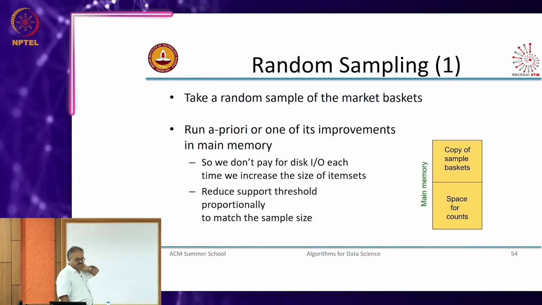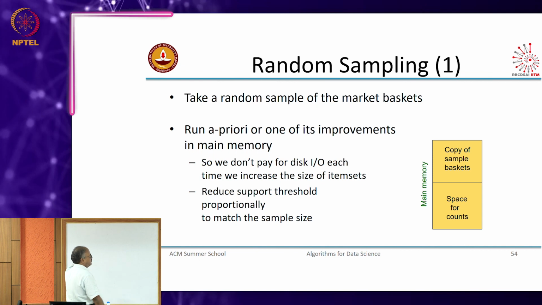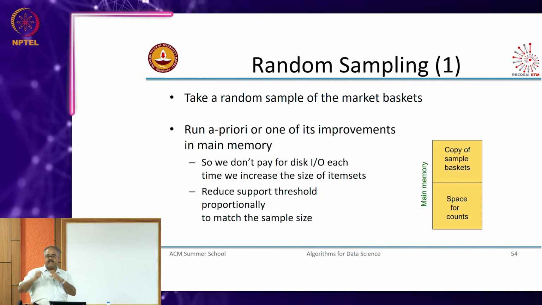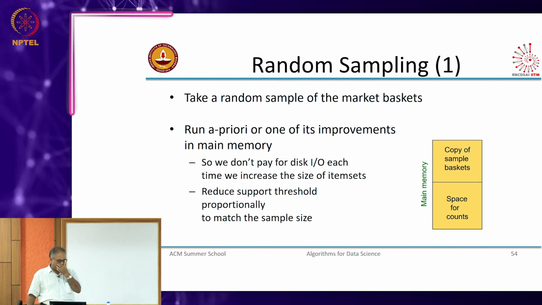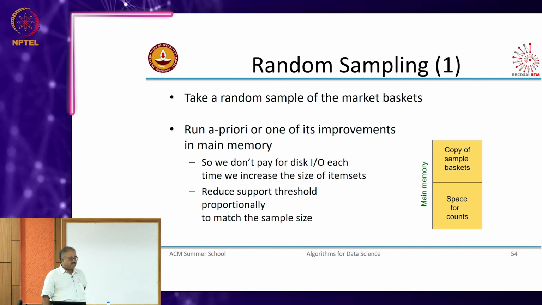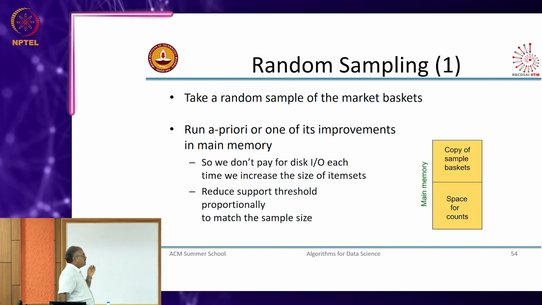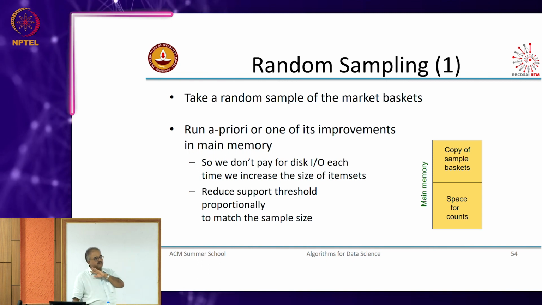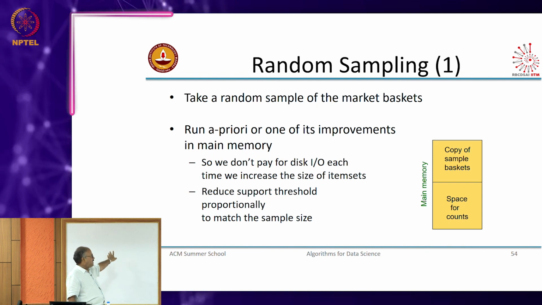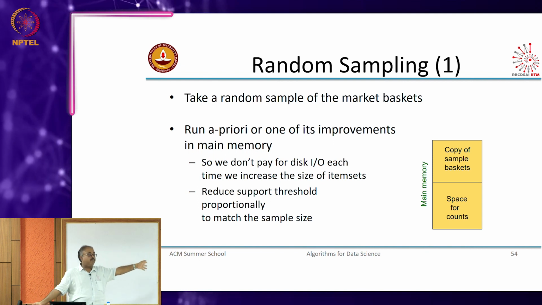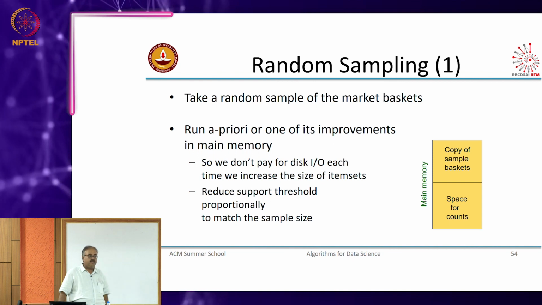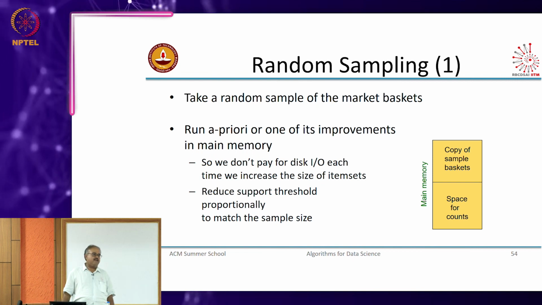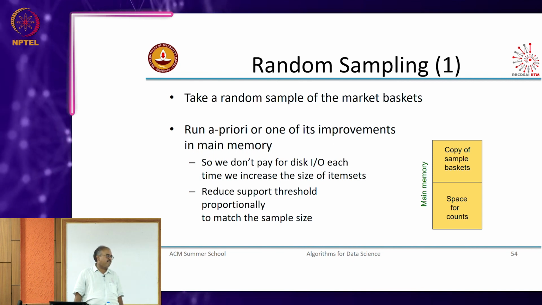What we do is take a random sample of the baskets in memory. Just take as many baskets as you can fit into memory while leaving space for counts. Because the number of baskets is small enough to fit in main memory, you run your Apriori or whatever algorithm you want. You don't care if you are doing k passes through the data, because everything is in memory. k passes in memory is way faster than k passes when you have to access the disk.